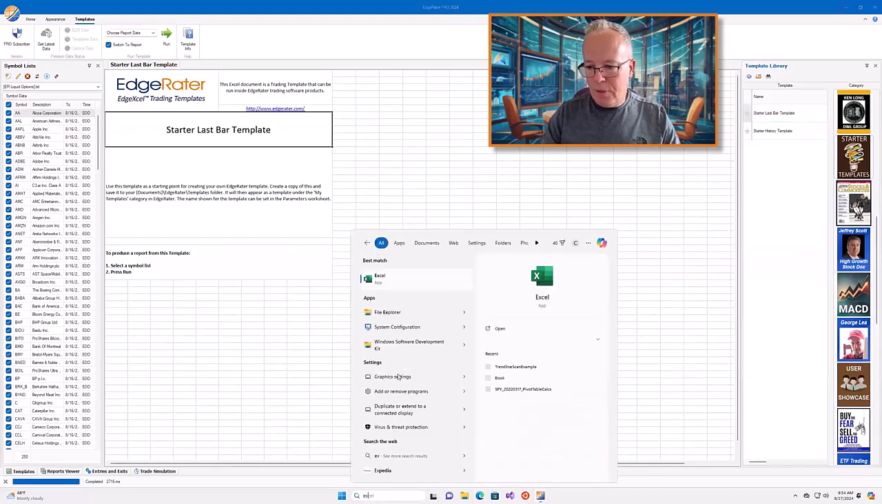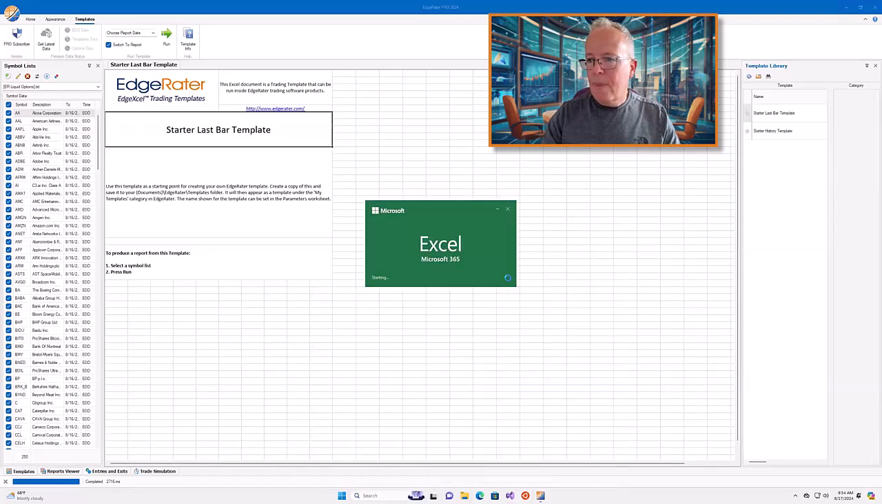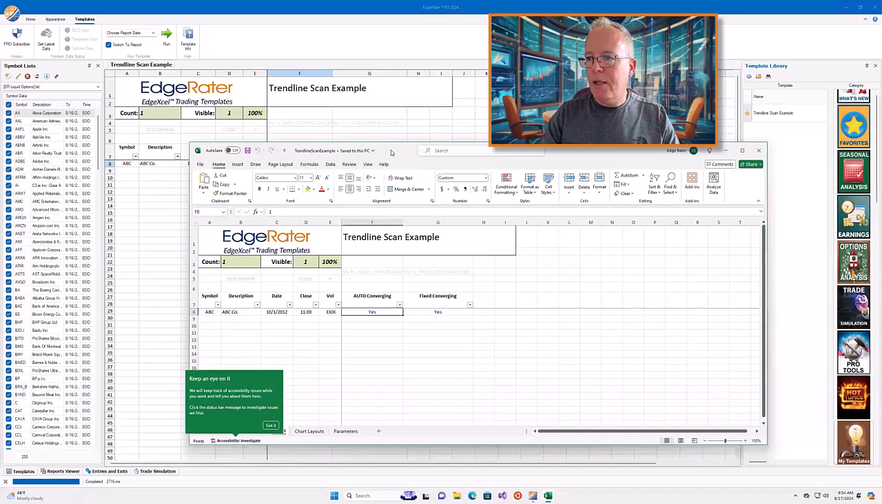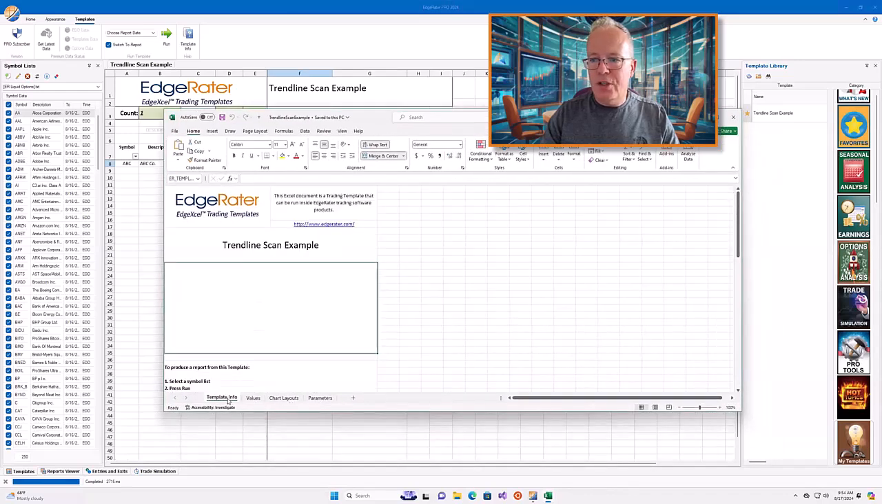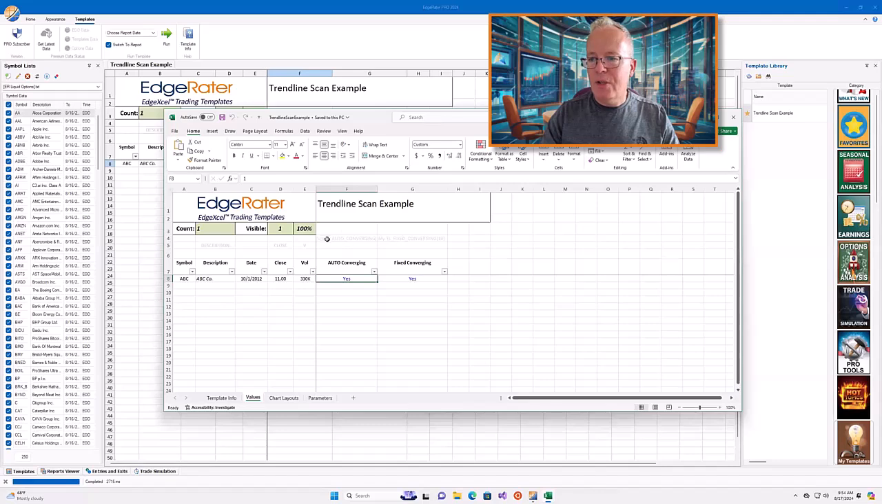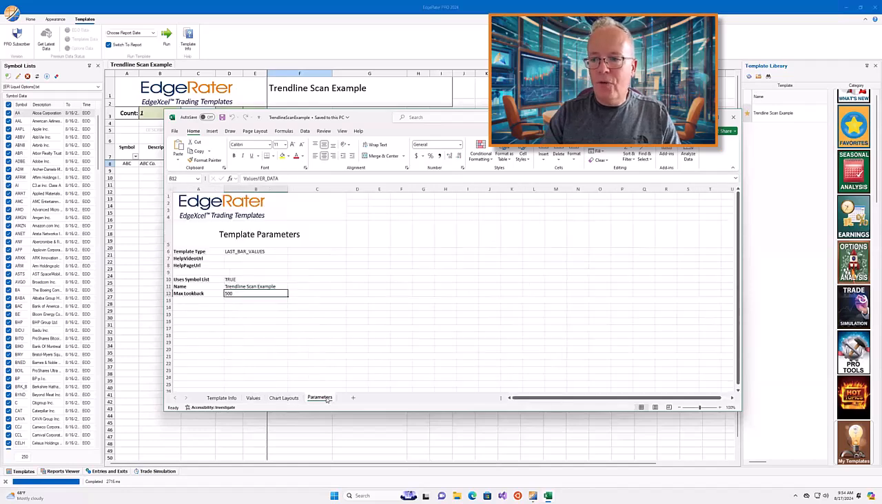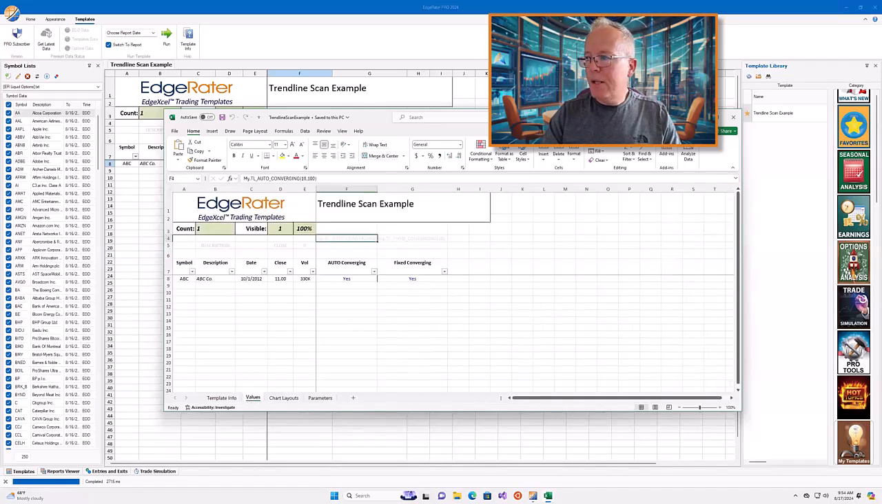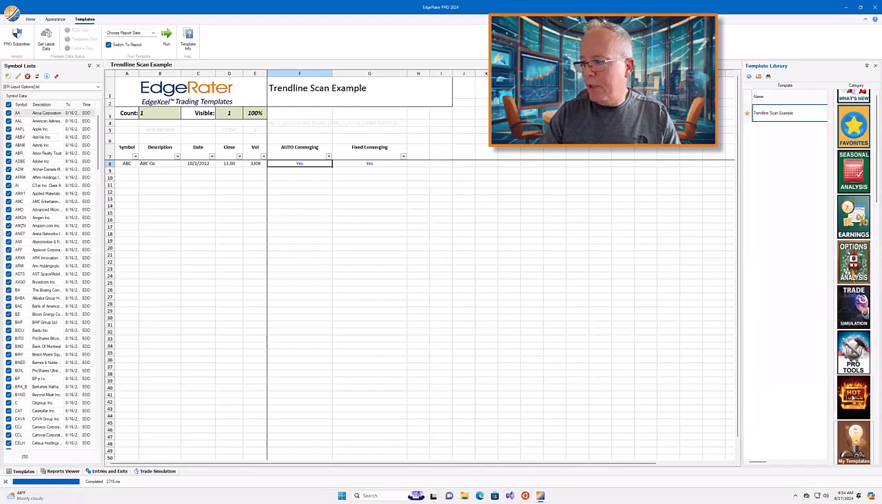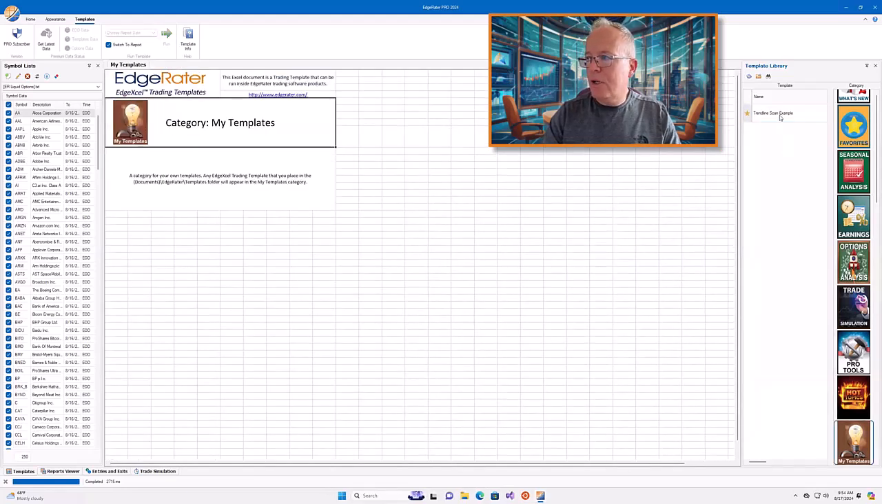And if I open my Excel here, yeah, so I took a starter last bar template and I just changed the template info, changed the values, and targeted that script that I showed you, the auto converging. I also have a fixed length converging, targeted those and printed out a yes if they're converging and a blank if not. Did not associate any chart layouts, and I just called it trendline scan example. So it's a very simple template. When you write your own template, it will appear in the My Templates category, trendline scan example.